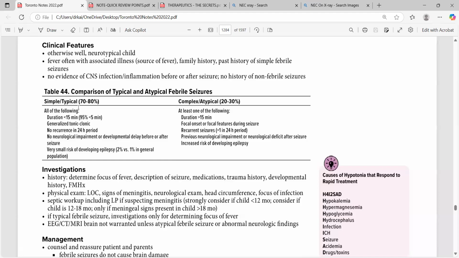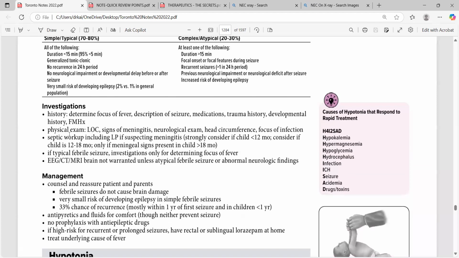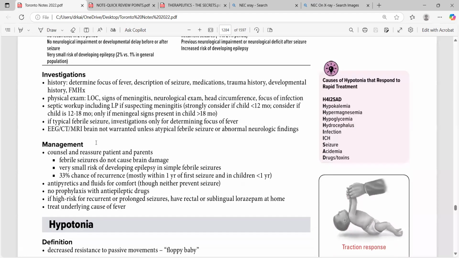So wherever this is a first time seizure and it gives you an idea of simple typical, think of febrile seizure. That should be your first diagnosis. Then we're talking about history, physical examination, lumbar puncture, ruling out everything.